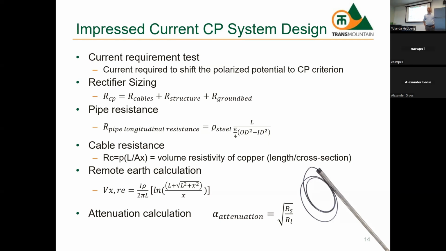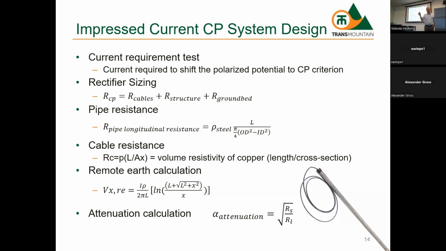We also calculate the pipe resistance. So the pipe can add resistance to our circuit based on its own geometry. So you take the inner diameter, the outer diameter, the resistivity of the steel, and how much you have, and you calculate your pipe resistance. So we have our ground bed resistance of the anode, cable resistances, and the pipe or the structure resistance. We add them all up to get our resistance, same as galvanic.